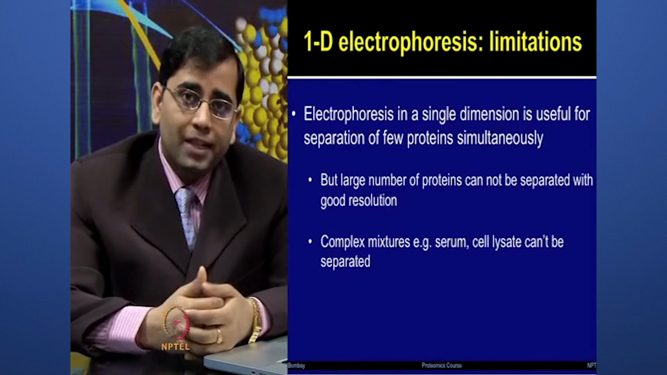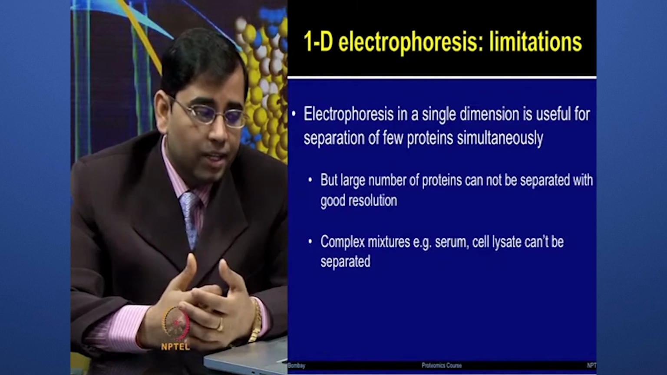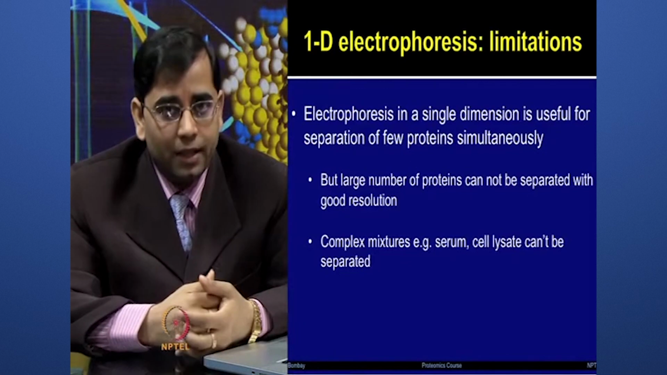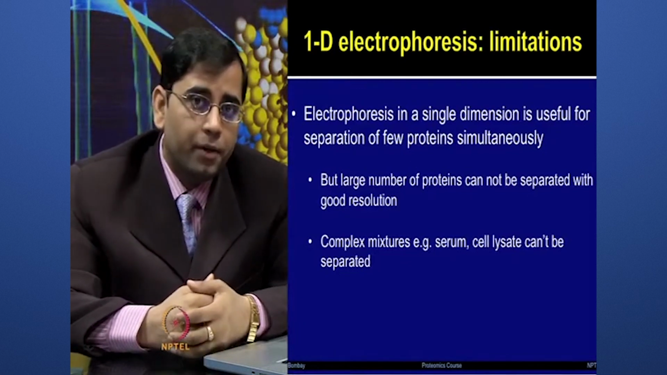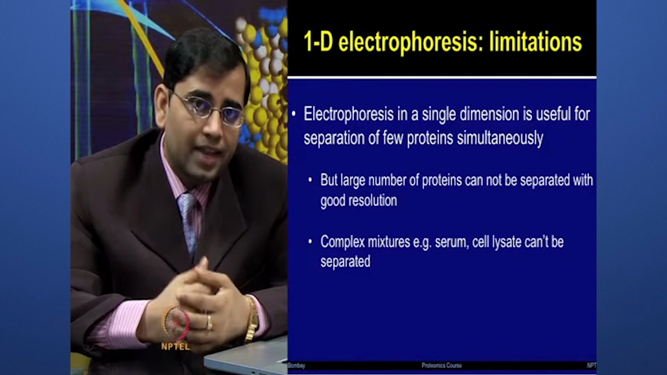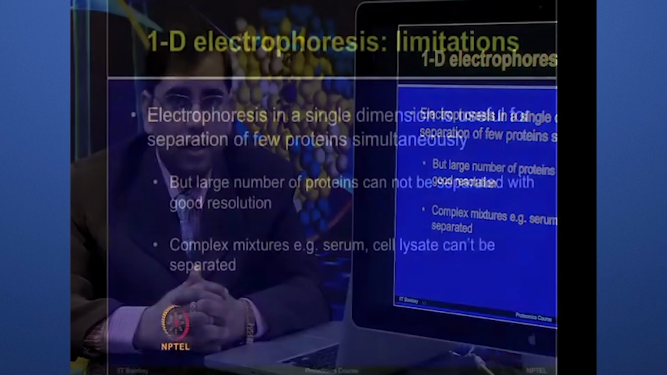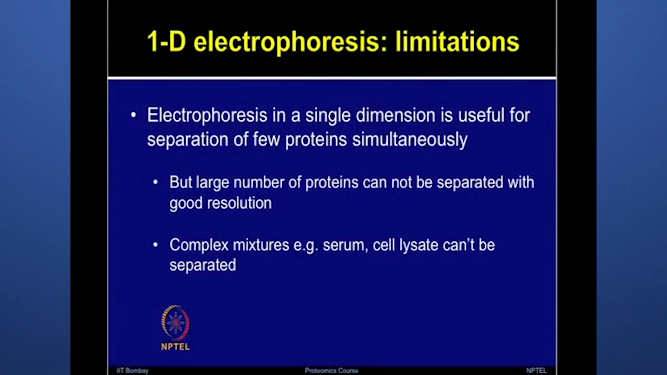If you have very complex samples like cell lysates or serum, then separating those and comparing different types of samples on SDS-PAGE may not be a very good way. In that case, you should apply different methods. One-dimensional electrophoresis is very useful and is being used in almost all the laboratories working in the life science area, but it can address only a few questions. If you want more characterization, then you have to apply different techniques.